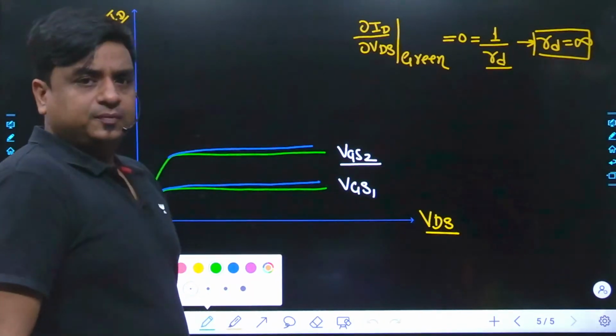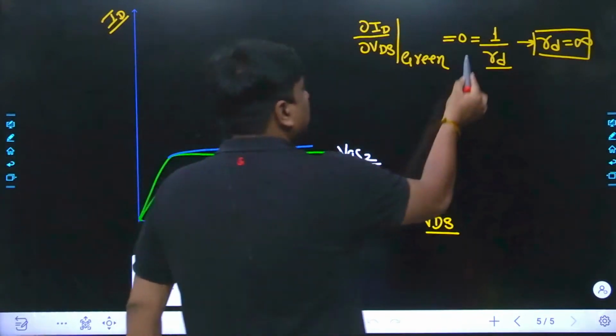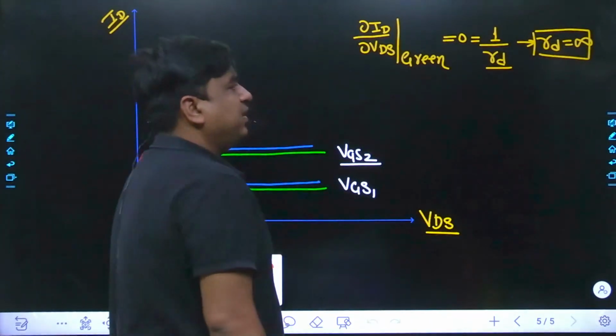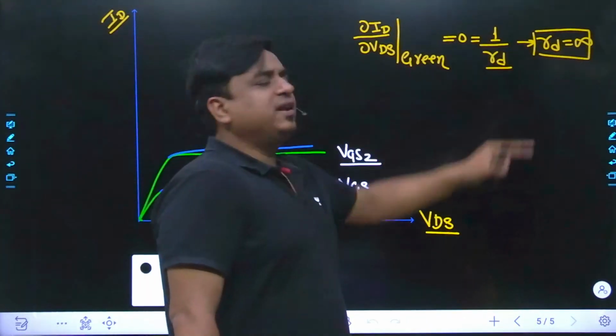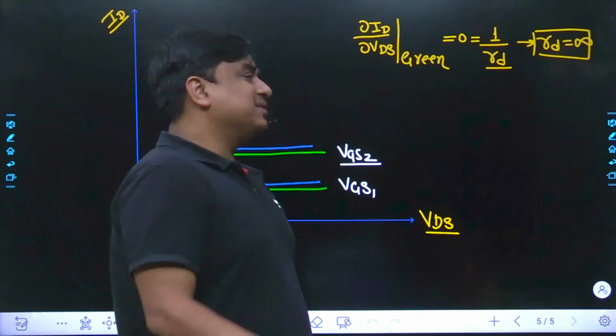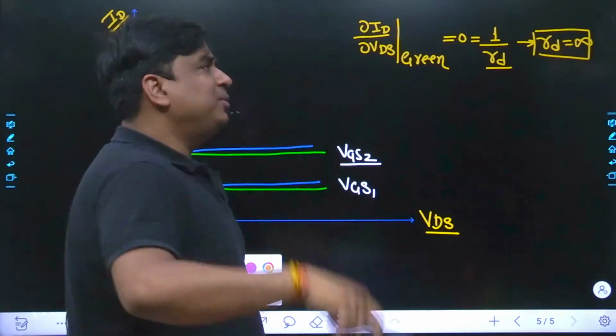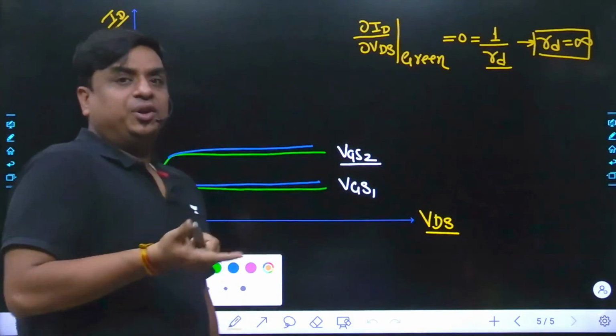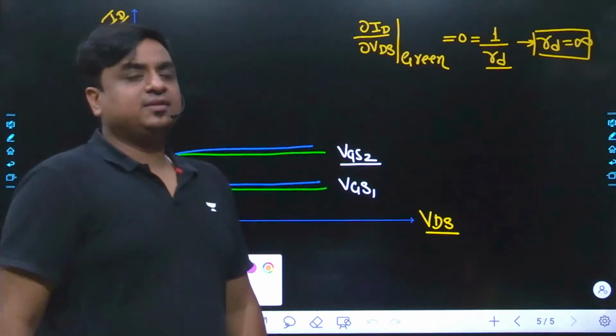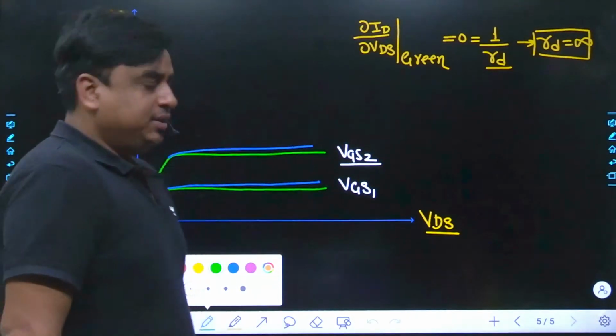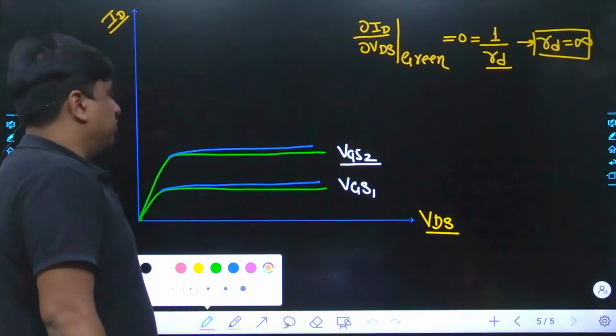So what to do now, sir? Now you can't say that 1 upon RD is 0. It is a finite value. And as it is a finite value, RD is also a finite value. And as RD is a finite value, when we take its AC equivalent, we also have to introduce the value of RD. We can't keep RD as infinity. Great, sir. That part we had not shown so far.